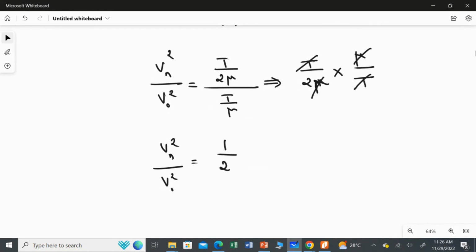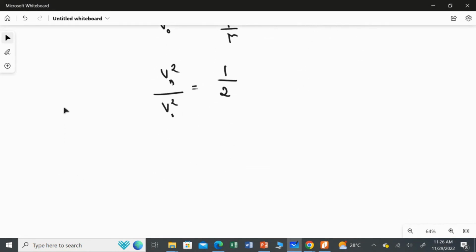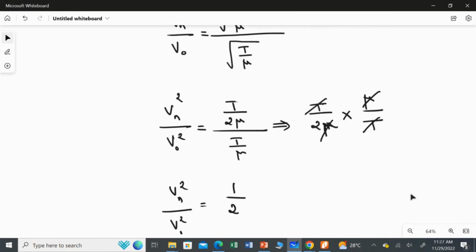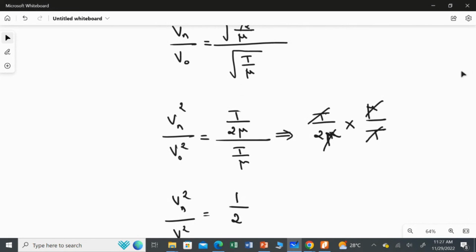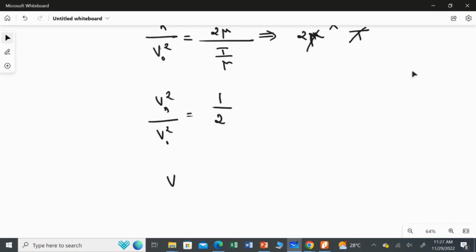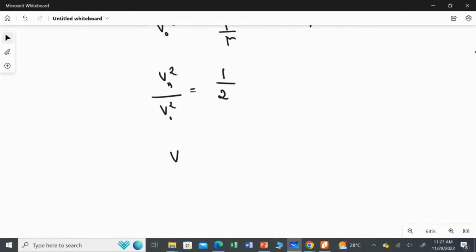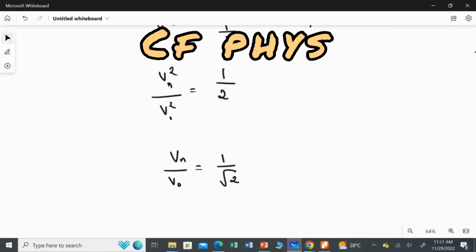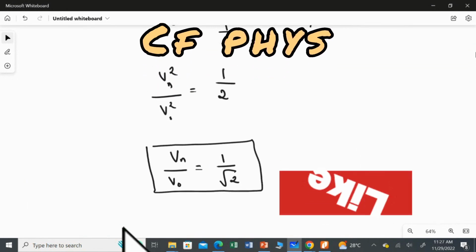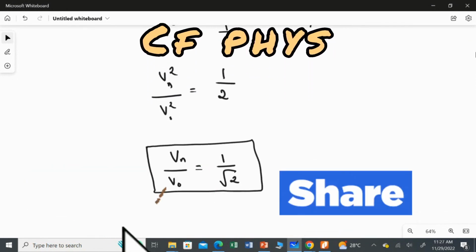1 over 2. But they did not ask for the speed squared, they just need the ratio of the new speed over the old speed. So once again, I am going to take the square root on both sides. You can easily find the answer from here itself, but I made one more step just for easier understanding. So taking the square root on both sides, the new speed over the old speed is equal to 1 over root 2. Clear? So this is the answer for this question. Understand? That's it.